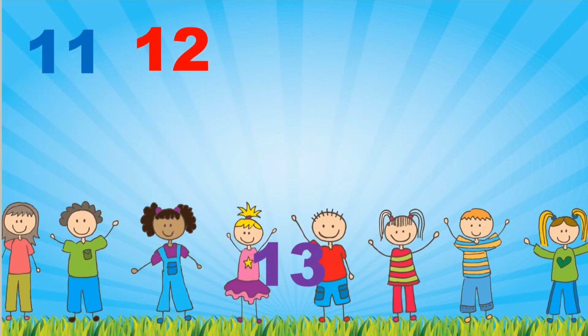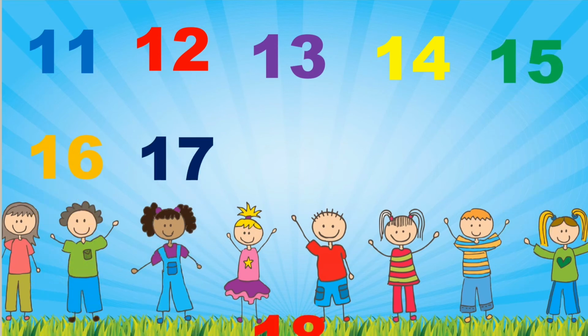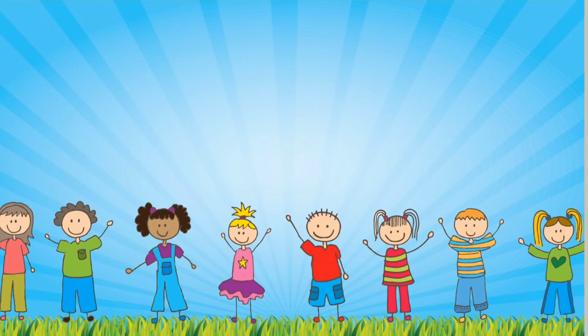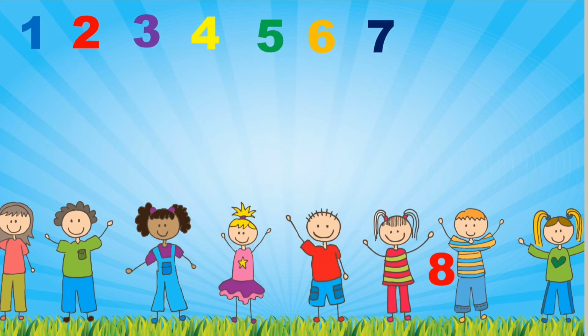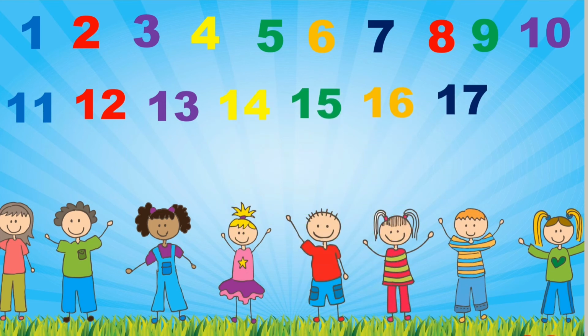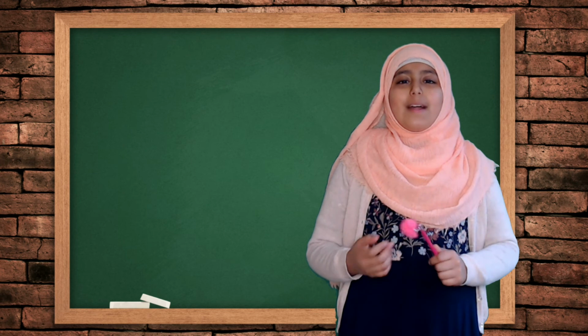11 12 13 14 15 16 17 18 19 20. 1 2 3 4 5 6 7 8 9 10 11 12 13 14 15 16 17 18 19 20. Now you know your Urdu ginti 0 to 20.